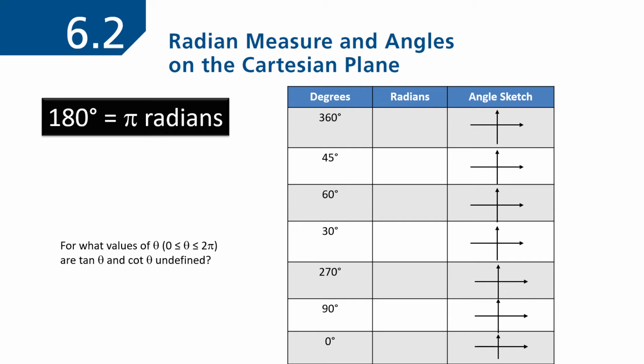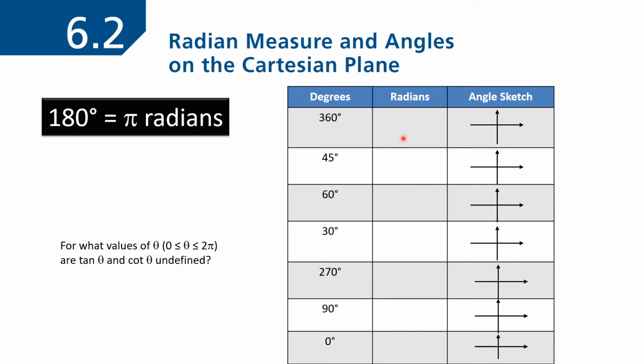This lesson is on radian measure and angles on the Cartesian plane. One of our big things that we've learned, a little formula to keep in mind, is that 180 degrees is equal to pi radians. So let's look at the chart first.